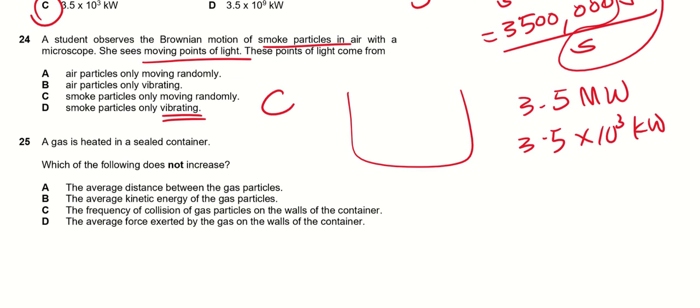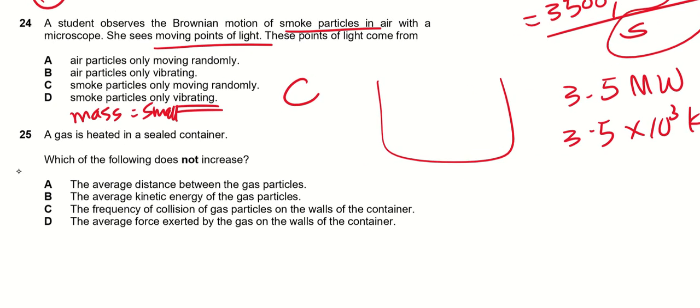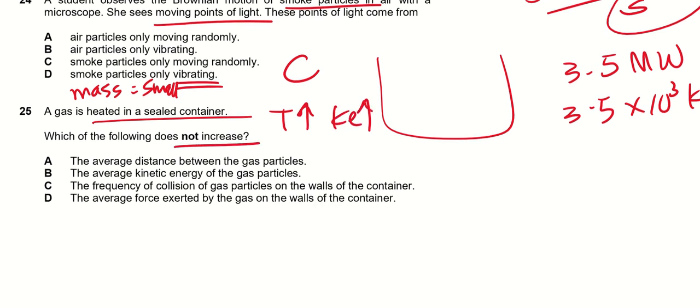Okay, for the smoke particles, the mass is small, and they can be seen. So for air particles, we cannot see them. A gas is heated in a sealed container, temperature increases, right? So KE increases. Which of the following does not increase? Average kinetic energy does not increase. No, it increases.